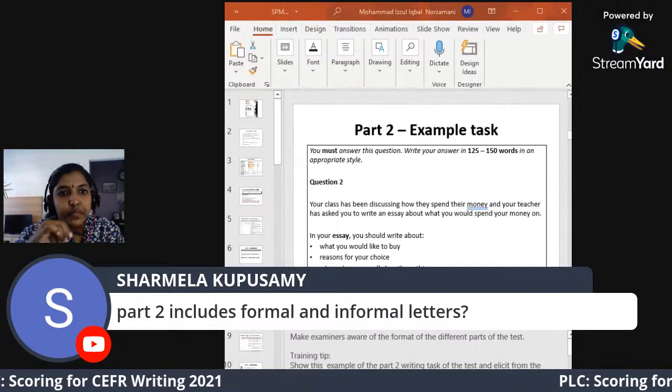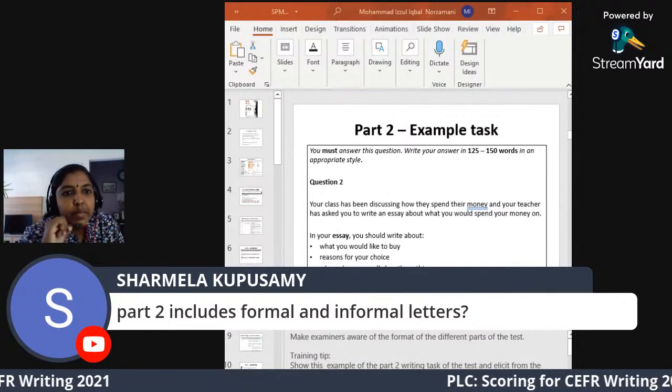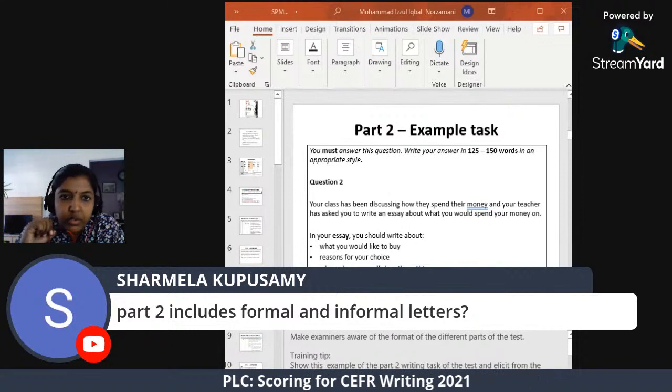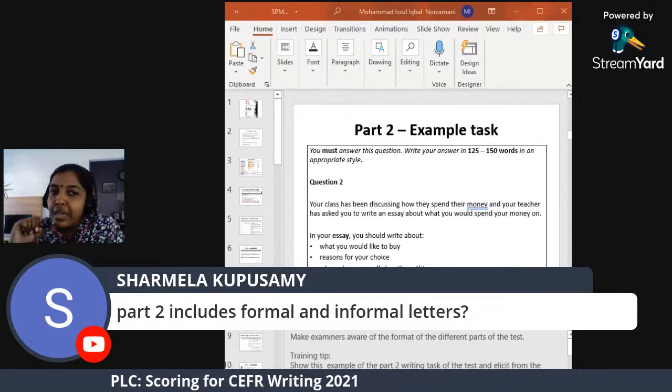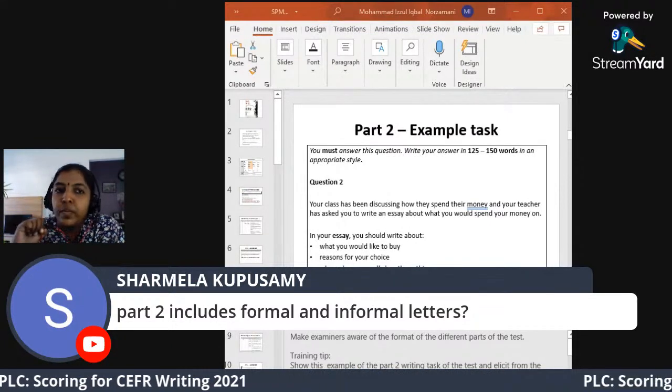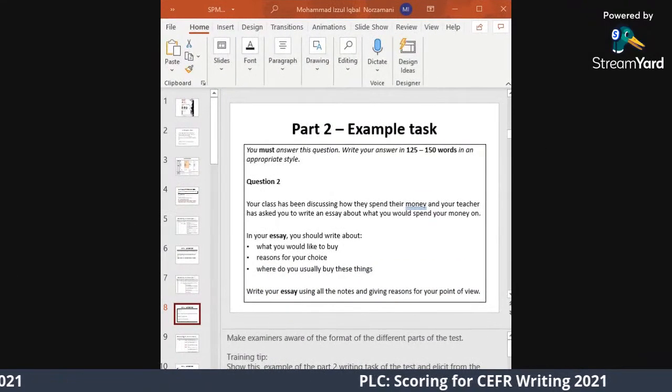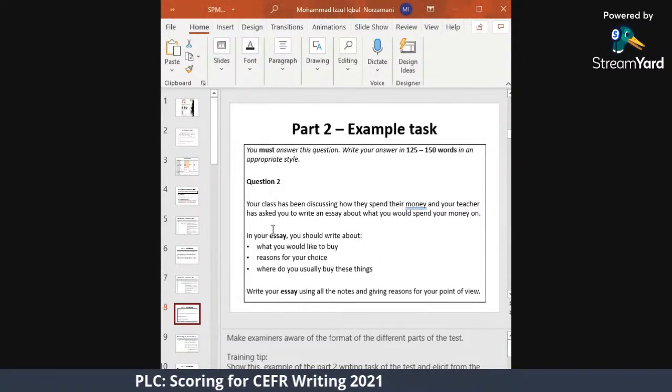I have a question. Part 2 includes formal and informal? No, part 2 is actually formal writing. So there isn't an informal letter or informal email in part 2. Only part 1 is an informal email. Letters are very archaic, right? So no letters, it's just emails.